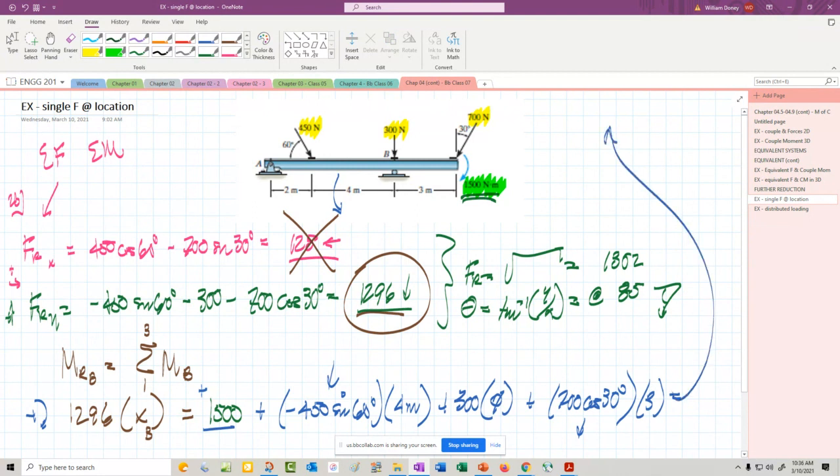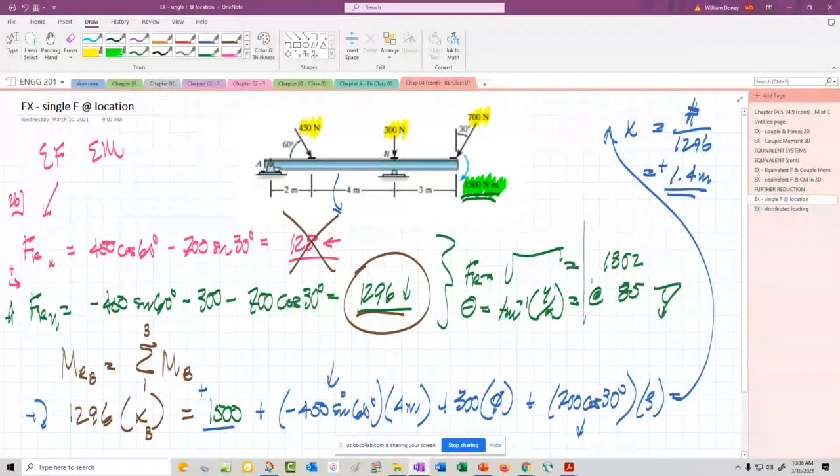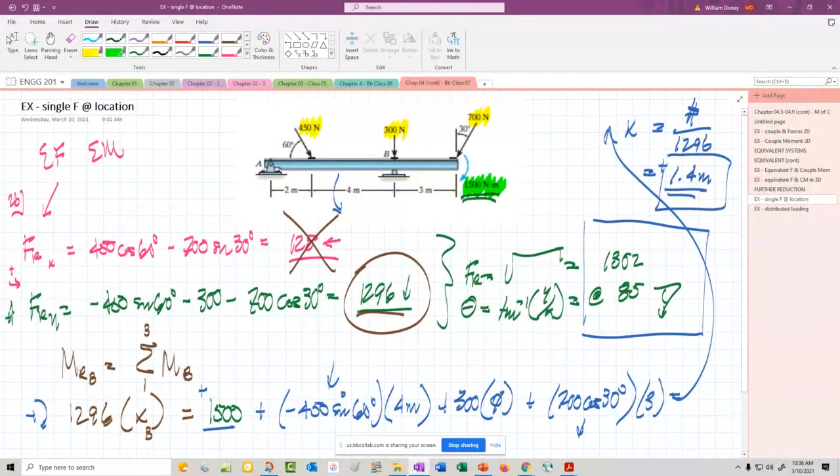If we go through and solve for x, whatever that mess is over 1296, we get 1.4 meters. Since that's positive, it'll be to the right. So the resultant force, single force at a location, is the 1302 at 84, and its point of application is 1.4 meters over. So about there. There's our resultant force.